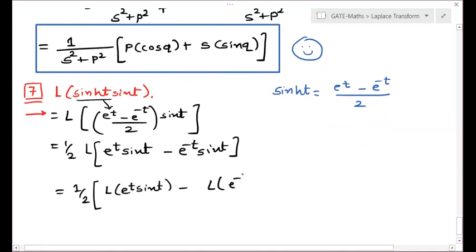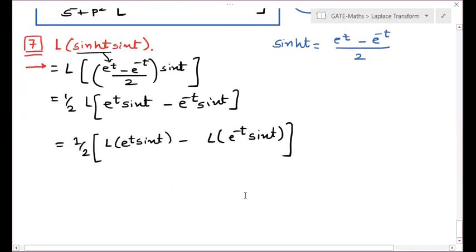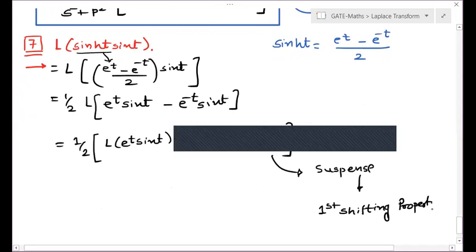Minus Laplace of e to the power minus t into sine t. So here you should stop, right? Because its next step is suspense, right? That suspense I will teach you after teaching you one property of Laplace transform, which is its first shifting property. So first let me teach you this first shifting property, and based on this property I will show you what is its next step. Okay.